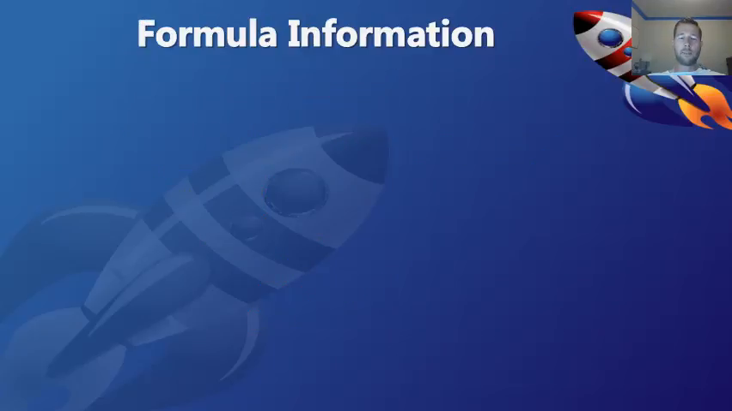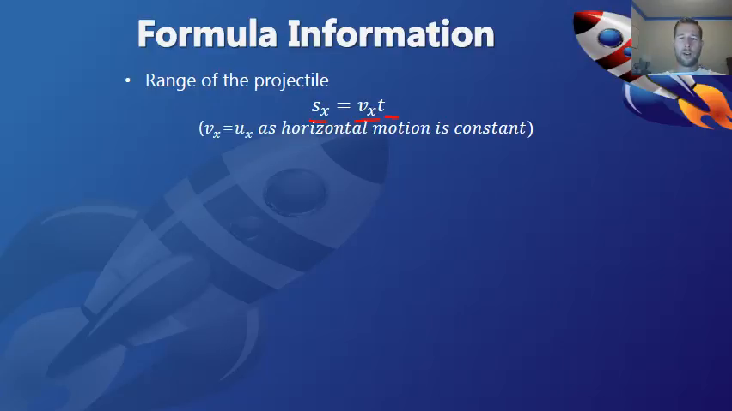This slide covers some commonly asked questions and the equations that we use to find them. So to find the range of a projectile, we're looking for S, which is the variable that we use for range. And what we want is the horizontal component of the velocity. We also are looking for the time. We want the horizontal component, as the horizontal motion is constant, and the velocity multiplied by the time that it's in the air will give us the distance.